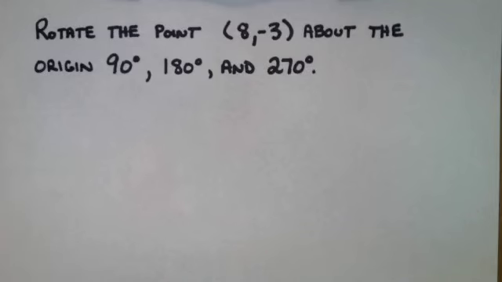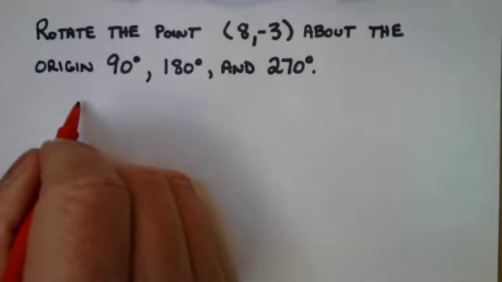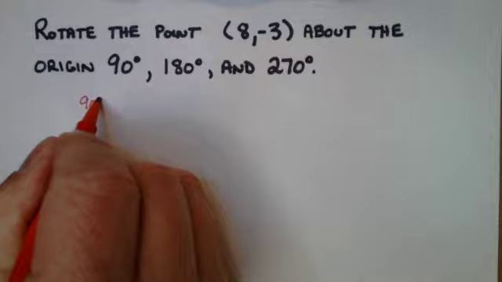So what we're going to do is take each one of these rules for rotating a point around the origin. We're going to take the 90-degree rule, the 180-degree rule, and the 270-degree rule, and we're going to see what the new coordinates for this point would be once we rotate it. So we're going to take this point and rotate it each one of these degrees. We're going to start with 90 degrees.